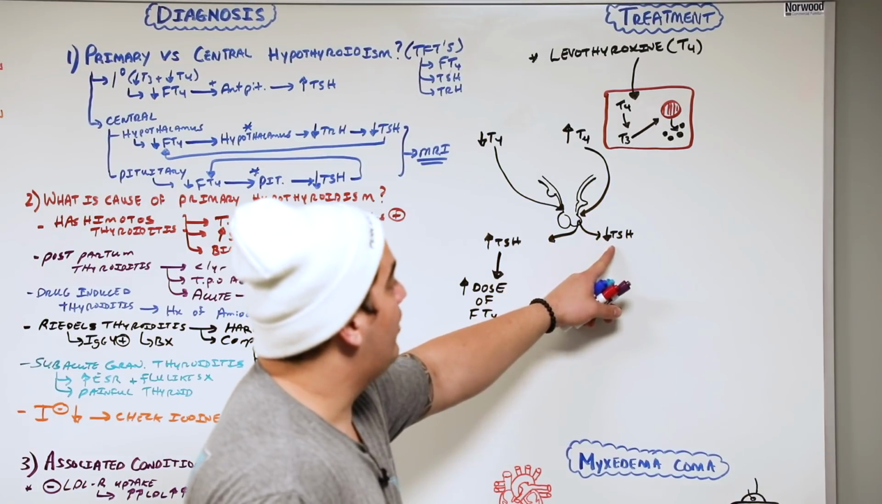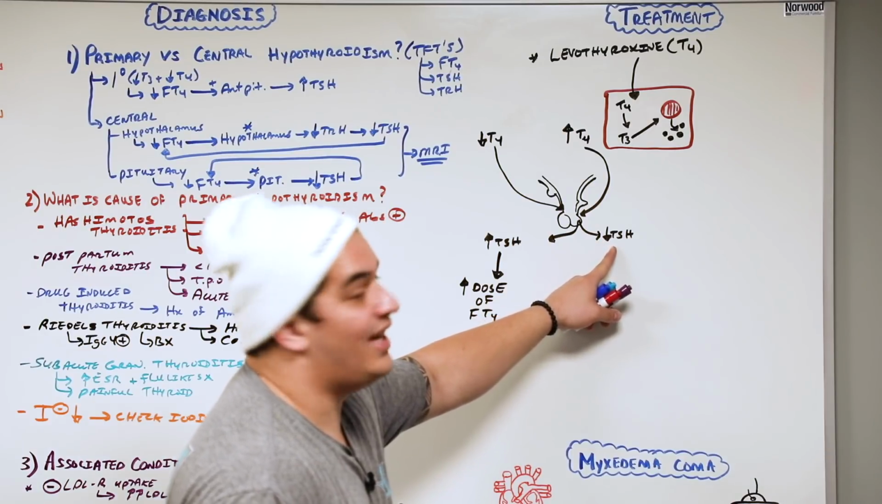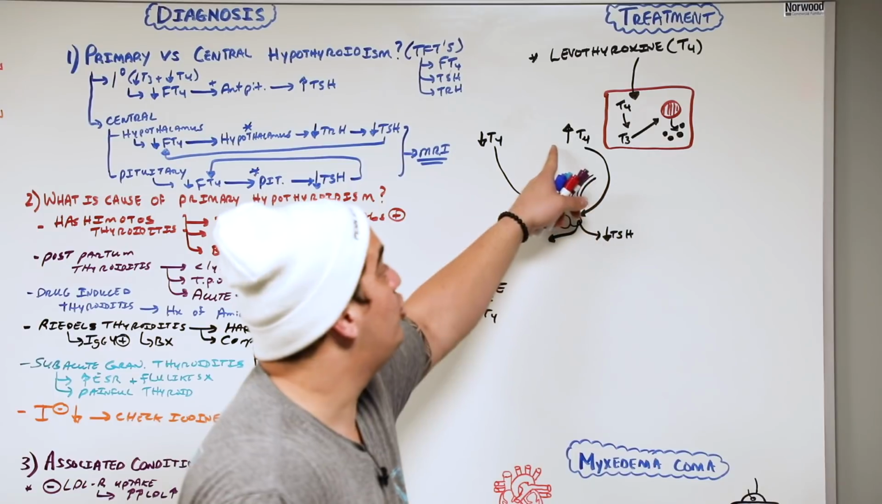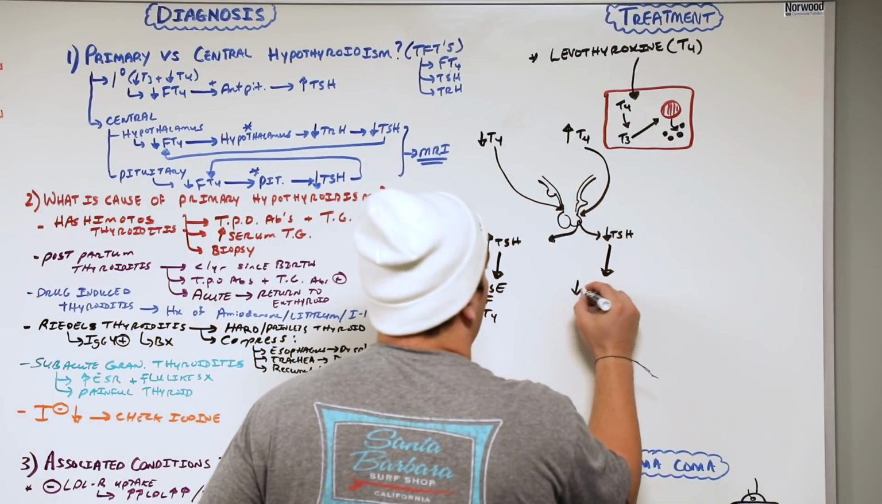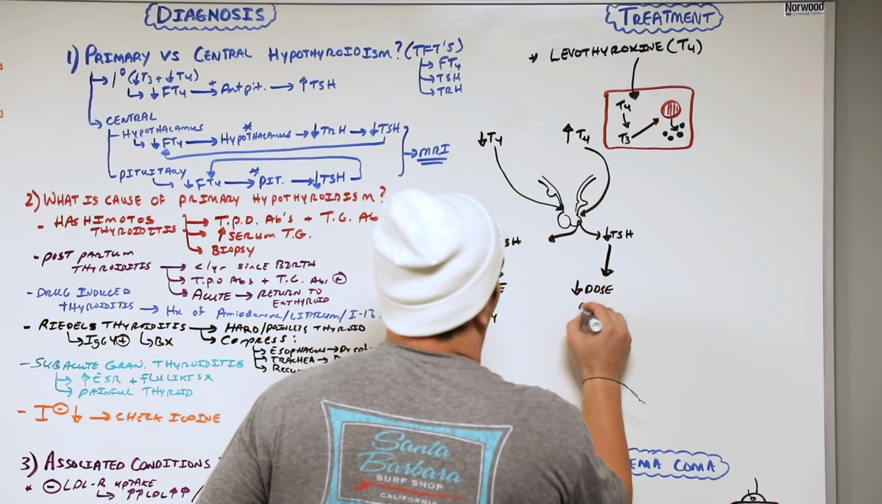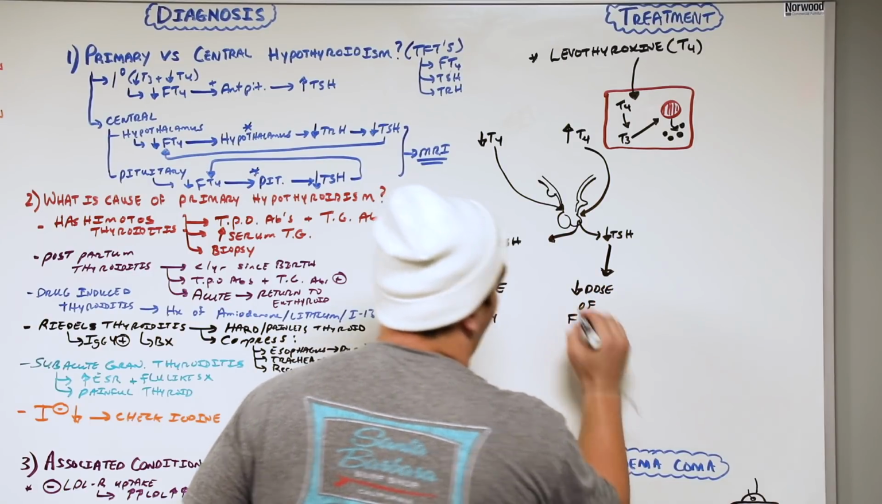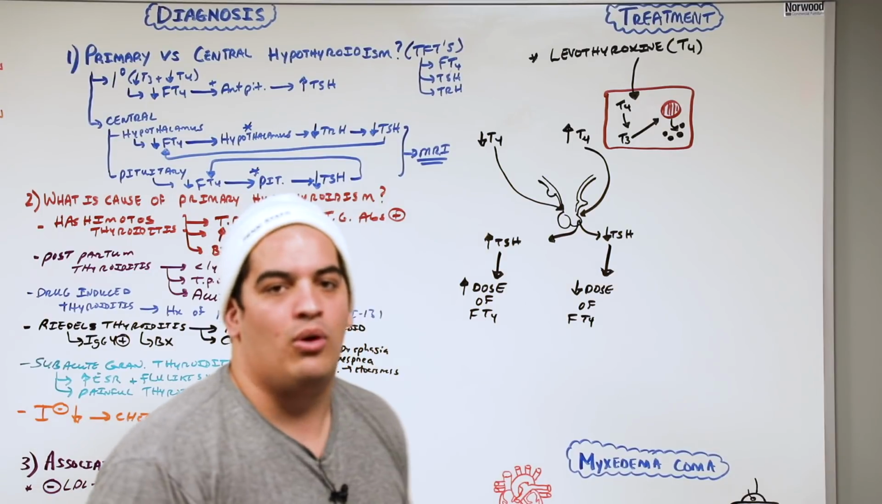If they come back after they've been on the levothyroxine for a little bit and their TSH is low, that means that you're giving them too much. What do you do? Drop the dose of the free T4, or in this case, the levothyroxine. Pretty straightforward, pretty simple, right?